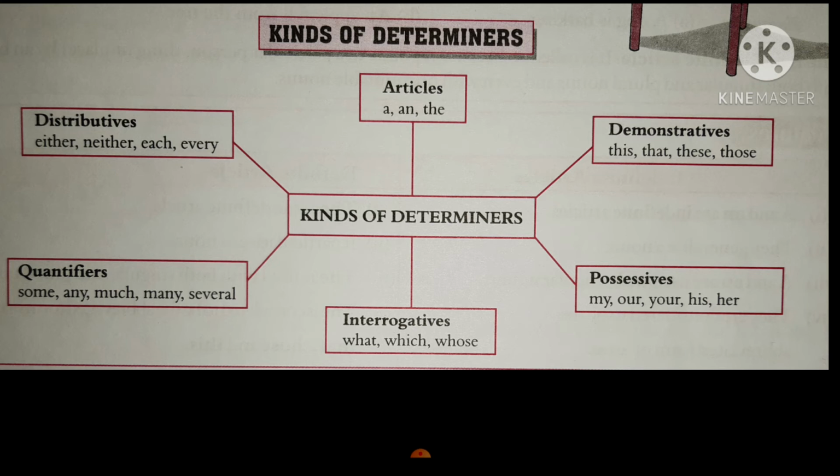So this is all about some and any. Some we are using with affirmative and interrogative sentences. Any we are using with negative and interrogative sentences.